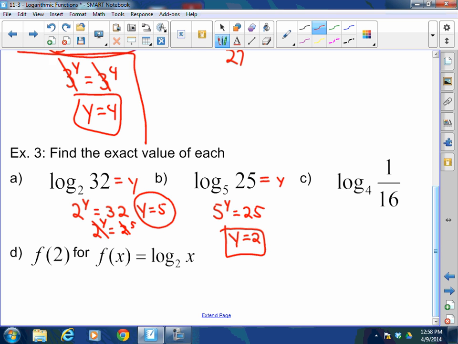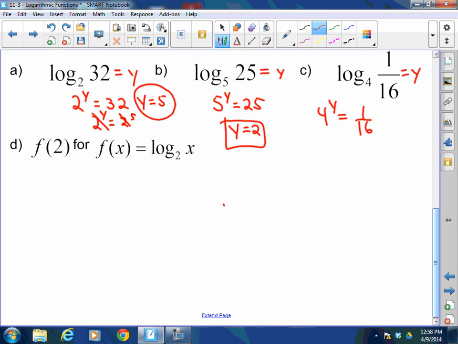For this one, how do I set this up for C? Thank you, my brother. Make it equal to y. 4 to the y equals 1/16. Now, this one's a little tougher. What does 16 turn into if we're talking about bases of 4? Very good. This is 4 to the y equals 4 to the negative 2.